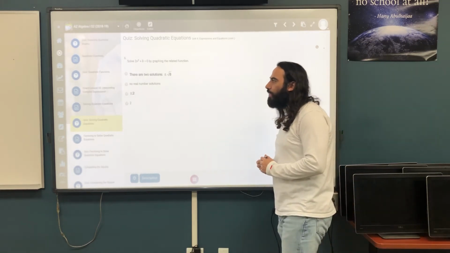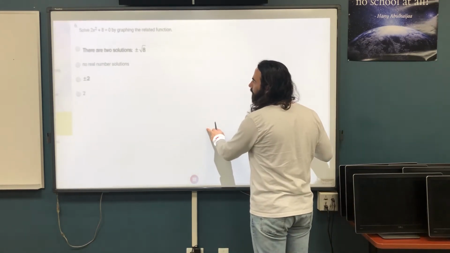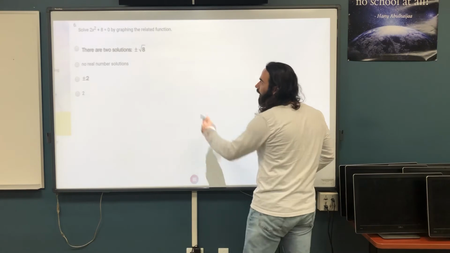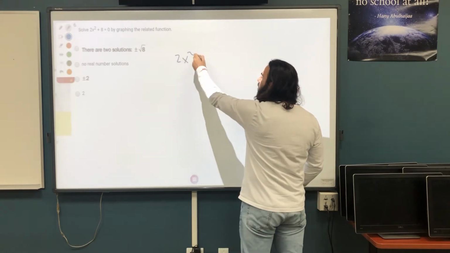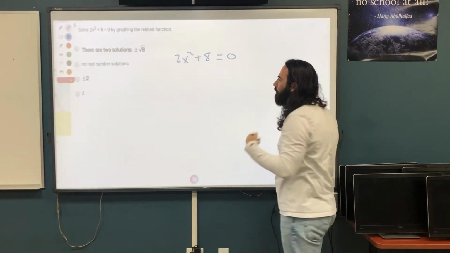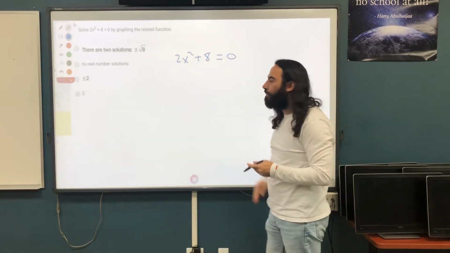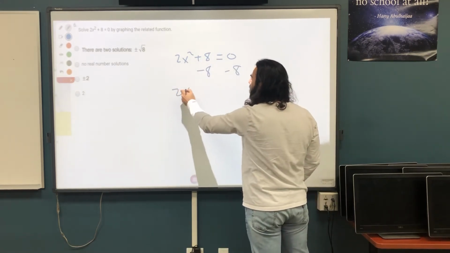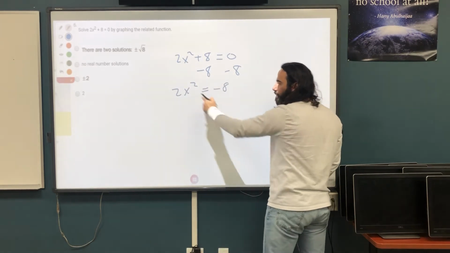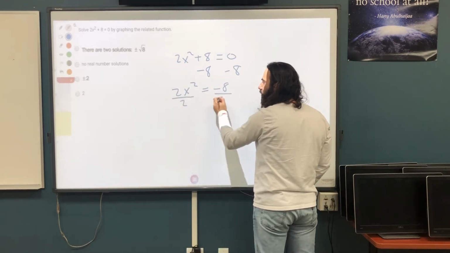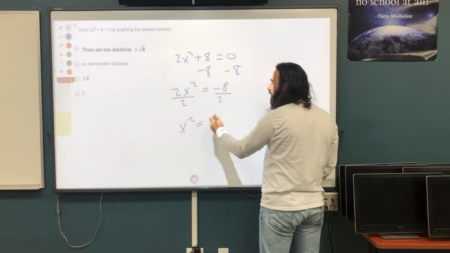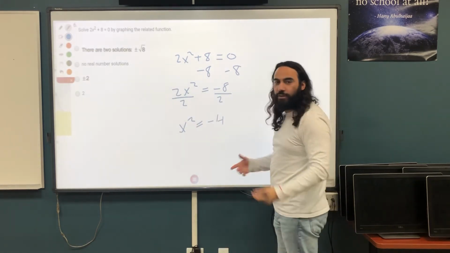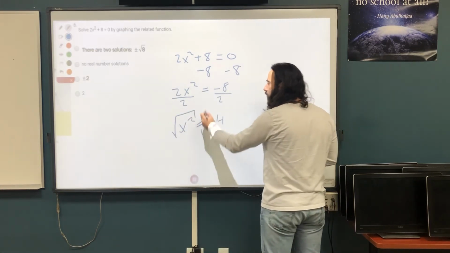This one is the same thing, but I want to solve this one so you can see the difference. So we have 2x squared plus 8 equals 0. The same thing, we need to isolate x squared. So we subtract 8 from both sides. We get that 2x squared equals negative 8. Now we need to divide both sides by 2. So x squared equals negative 4. Now we need to cancel the square. So we square root both sides.